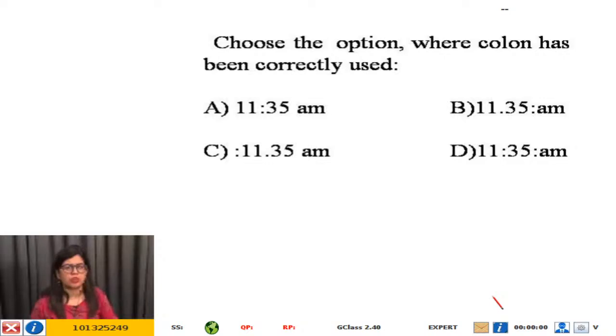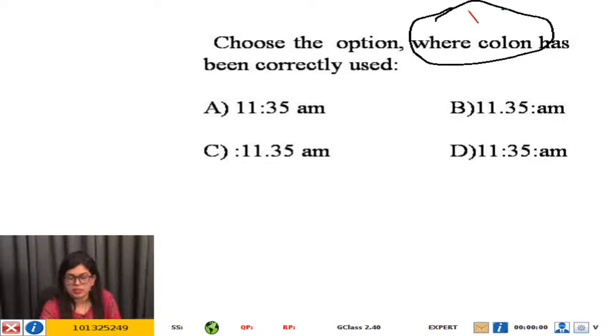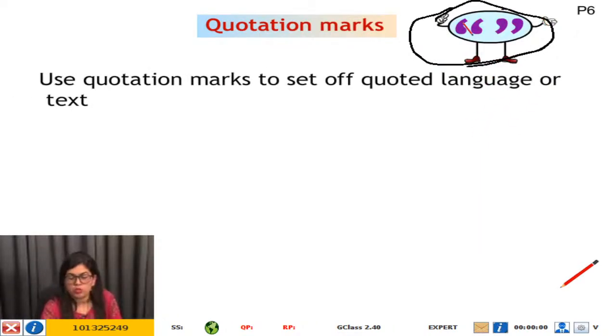So quotation marks. Okay, so what is a quotation mark? Can you all see the image that has been displayed? These are quotation marks. It's like a comma turned upside down. So two commas, like a normal comma used twice. Okay, so when do we use quotation marks?